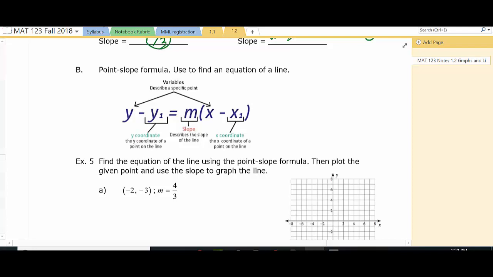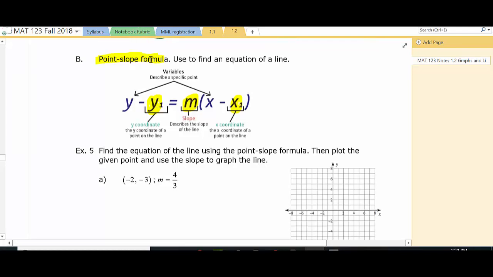All right, now what we're going to do is look at what we call the point slope formula. And I'll kind of show you what you do with this. All right, so what you have in the point slope formula is, m is the slope, like we've learned. That tells you how steep the line is. And then x1, y1 is a point. That's a point on the line. So I'm going to get you comfortable with how to use this formula to find an equation of a line, okay?